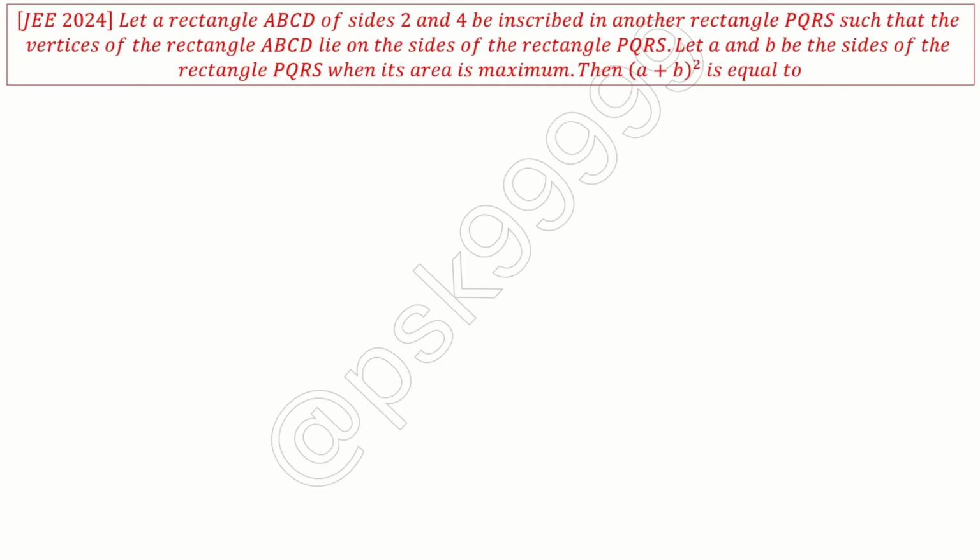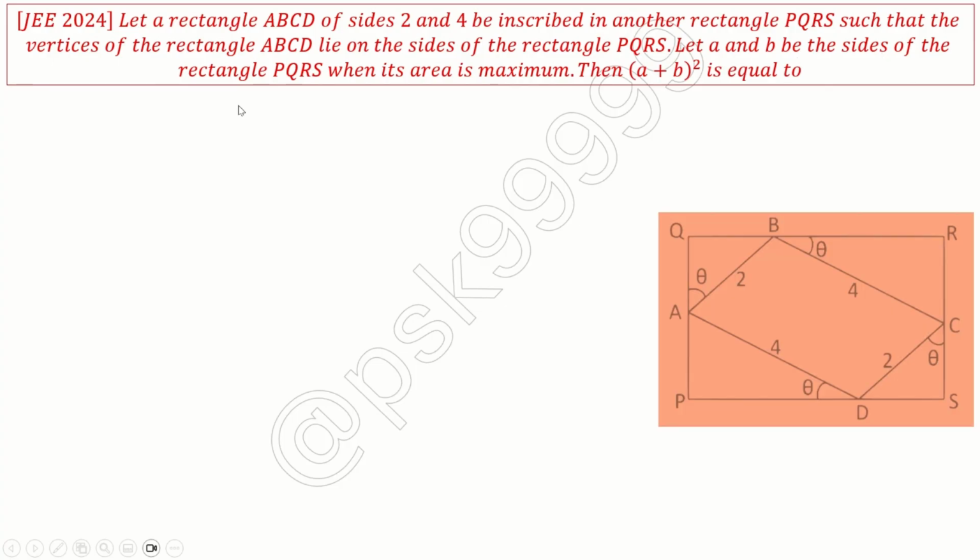It's another interesting problem. Read the question. Let a rectangle ABCD of sides 2 and 4 be inscribed in another rectangle PQRS such that the vertices of rectangle ABCD lie on the sides of rectangle PQRS. Let A and B be the sides of the rectangle PQRS when its area is maximum. Then what is (A plus B) whole square?